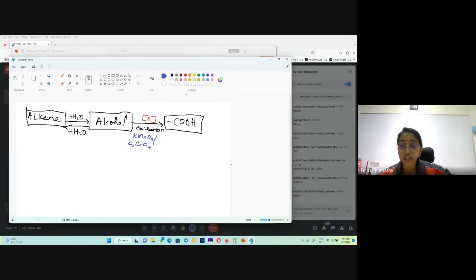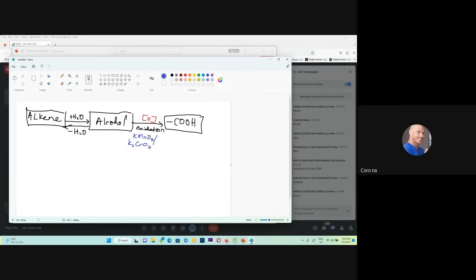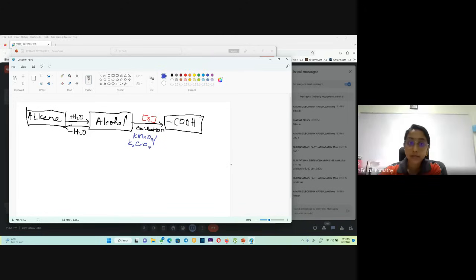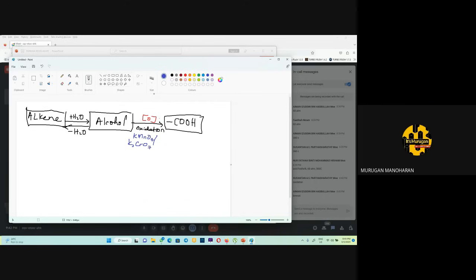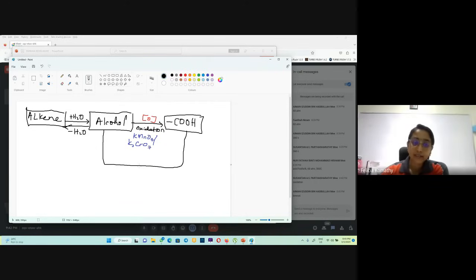You must know the color change. If potassium manganate(VII), what will the color change be? For oxidation, alcohol to carboxylic acid using potassium manganate(VII), what's the color change? Purple to colorless. If it's potassium dichromate(VI), what's the color change? Orange to green. If you get confused, orange comes first. Orange to green. That's the color change you must know.